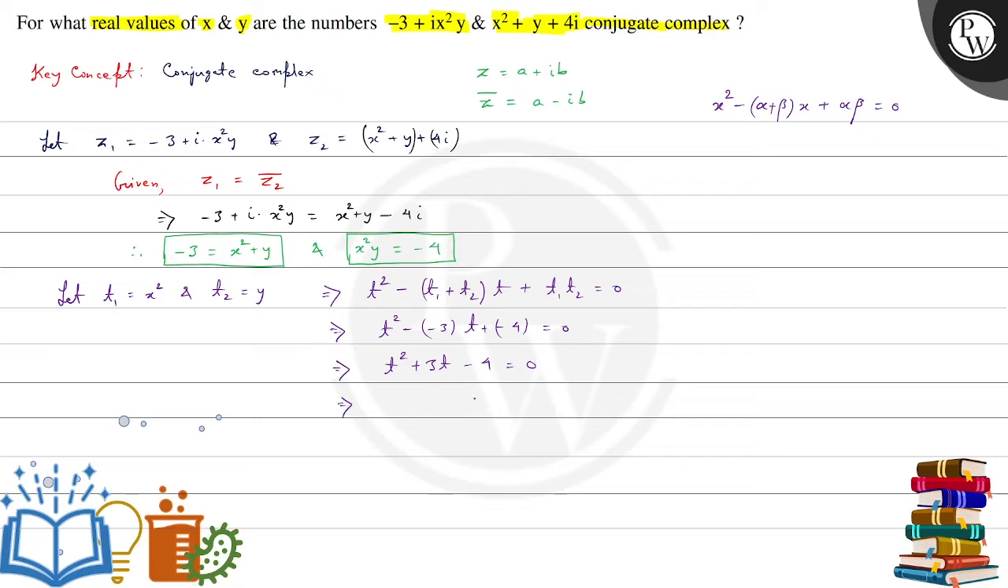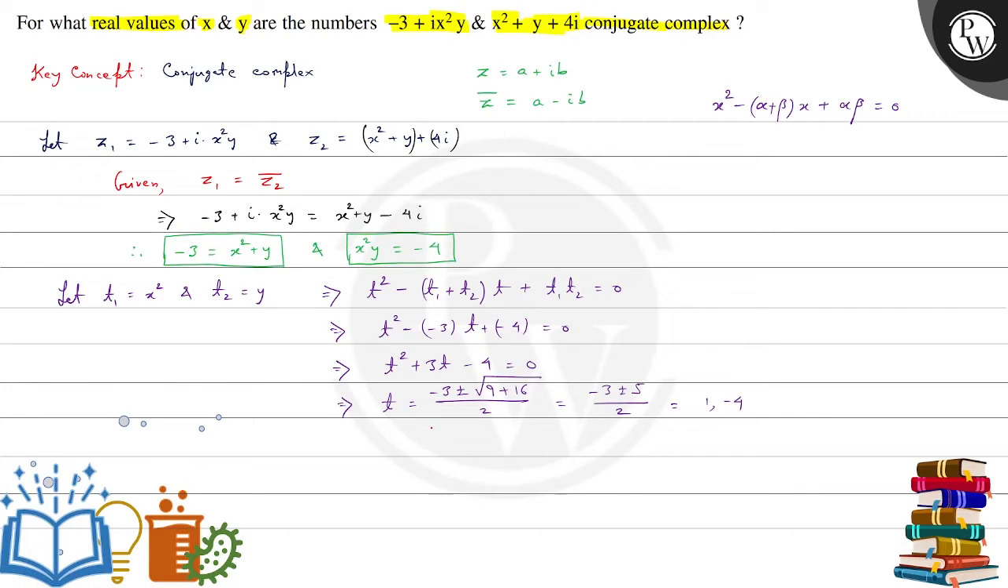Quite clearly, you can do middle term factorization, or you can apply the quadratic formula, whichever suits you. I am going to apply the quadratic formula: −b ± √(b² − 4ac) whole divided by 2a. That is −3 ± √(9 + 16), √25 will be 5, by 2. Adding, 5 − 3 = 2, by 2 becomes 1, and of course −3 − 5 = −8, by 2 will be −4.